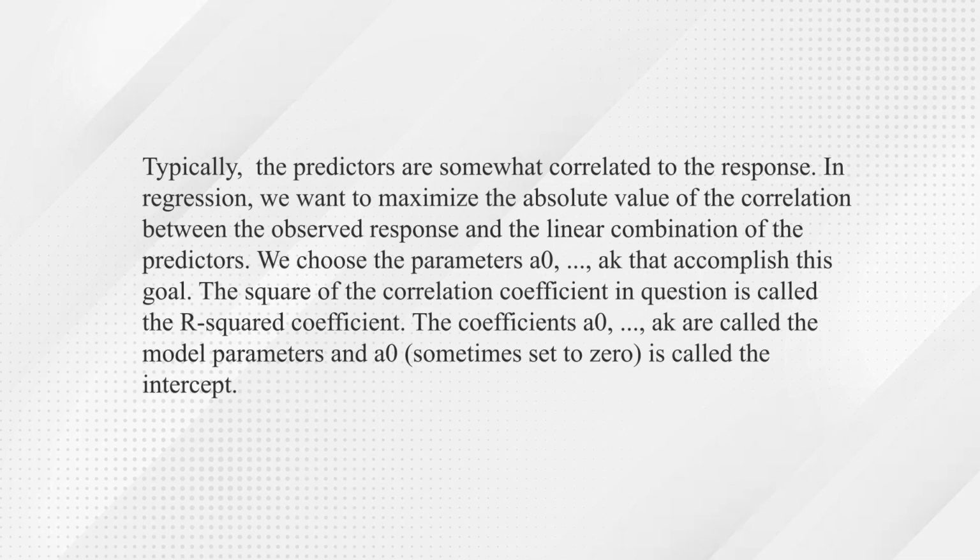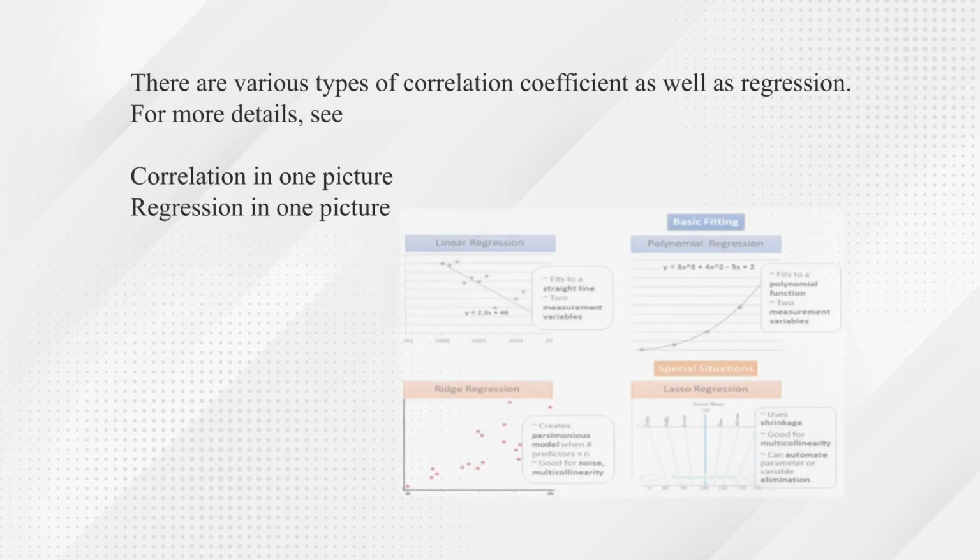Now the question is that these predictors are somewhat correlated to the response. In regression, we want to maximize the absolute value of the correlation between the observed response and the linear combination of the predictors. So we choose the parameters A0 to AK that accomplish this goal, and the square of the correlation coefficient in question is called the R squared coefficient. The coefficients A0 up to AK are called the model parameters, and A0, sometimes set to 0, is called the intercept. So this is correlation in one picture, and regression in one picture.